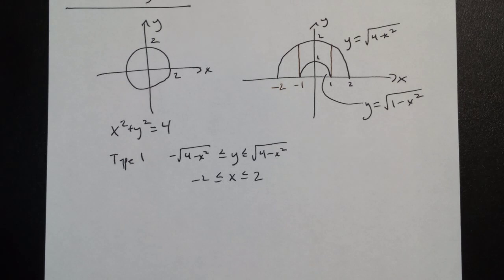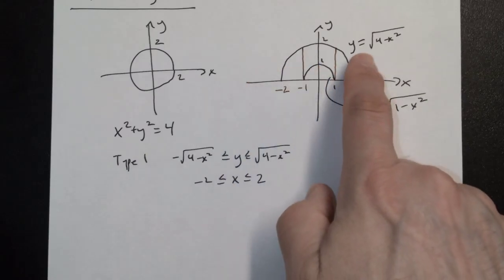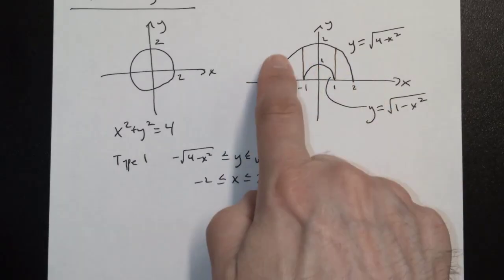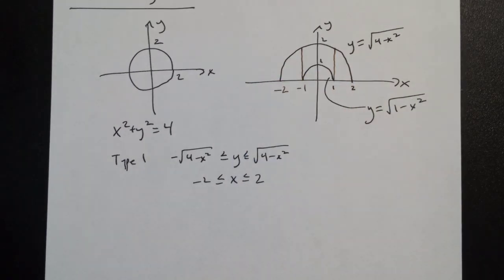How do I get around this? I don't want to do this as type 1. By the way, if I tried to do it as type 2, it would be just as bad, because as a type 2 region, I'd have to divide it horizontally. Then I'd be going from the right x to the left x, but then I'd have 2 different pieces here. No, no, no, just no.